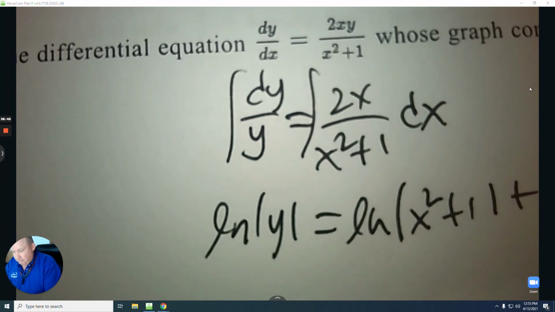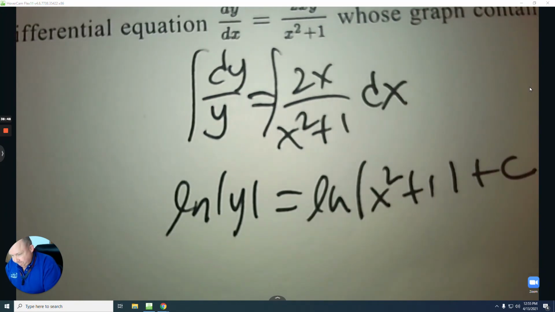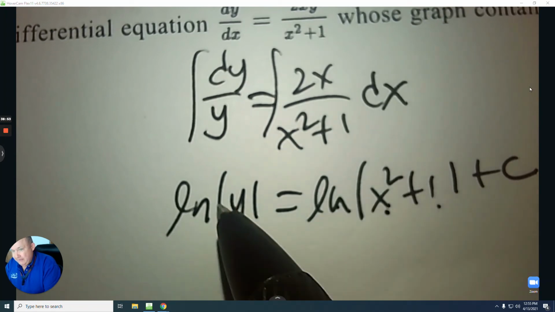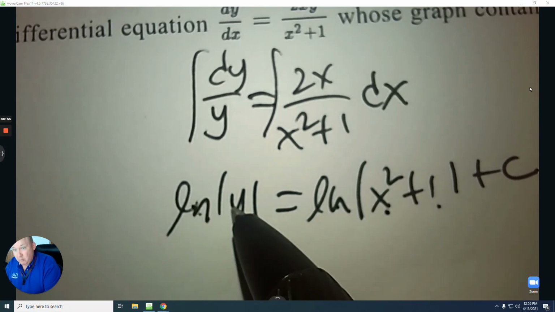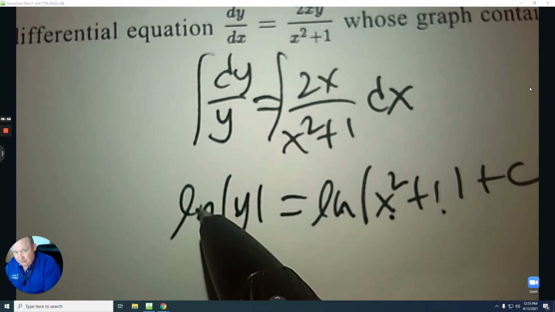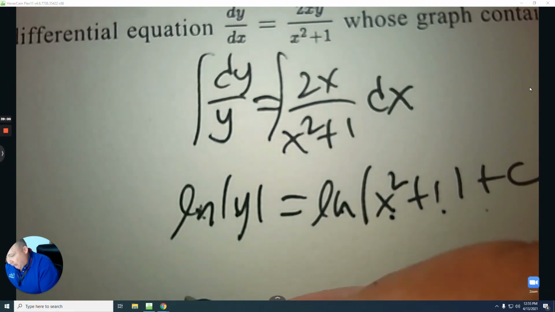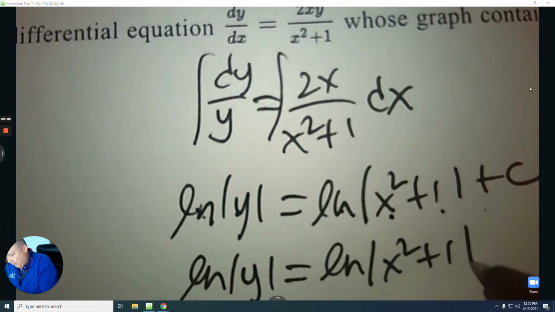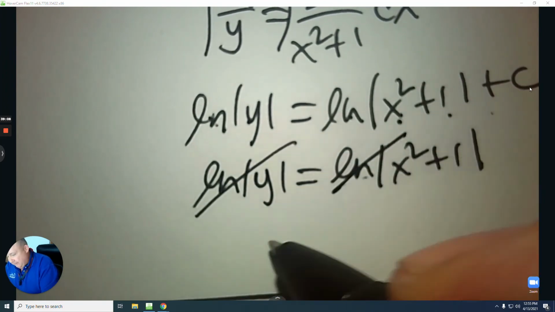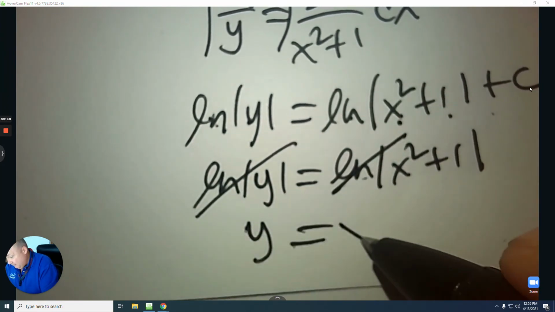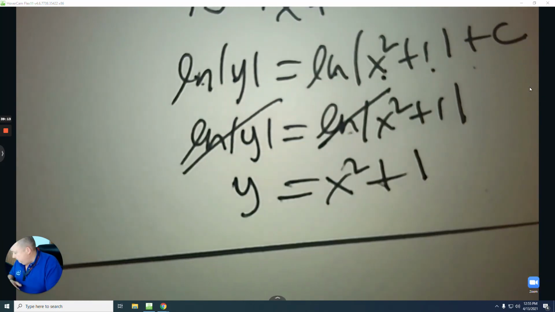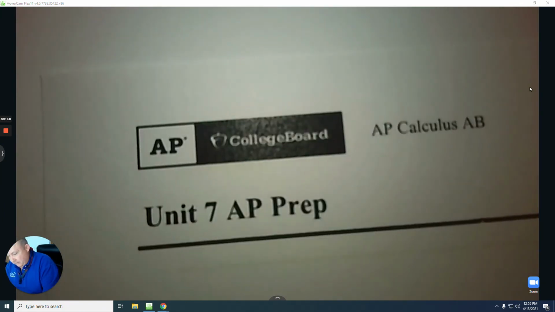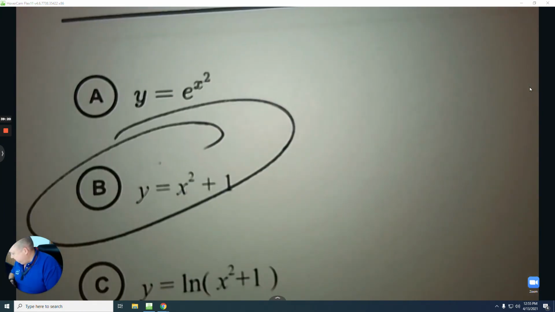And then it says the point is 0, 1. So if I plug in 0 for x, ln 1 is 0. If I plug in 1 for y, ln 1 is 0. That's one of the properties of logarithms. 0, 0. C is 0. So all I'm left with is ln y is equal to ln of x squared plus 1. They both have a logarithm. They can undo each other. And that's it. You're left with y equals x squared plus 1 is your answer. And that matches with B.